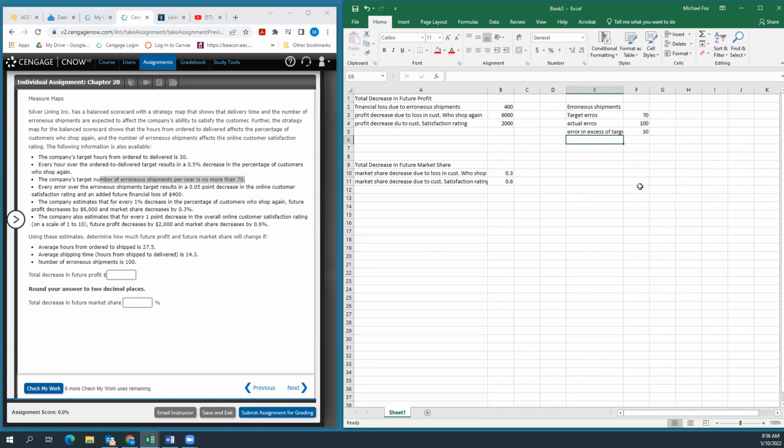And we know that it's a $400 financial loss for every error in excess of that target. So I'm just going to say this, our total is the amount per error times the number of errors in excess of the target. So we're going to be losing $12,000 because of those additional 30 errors. All right, so next let's look at our decrease in customers who shop again.